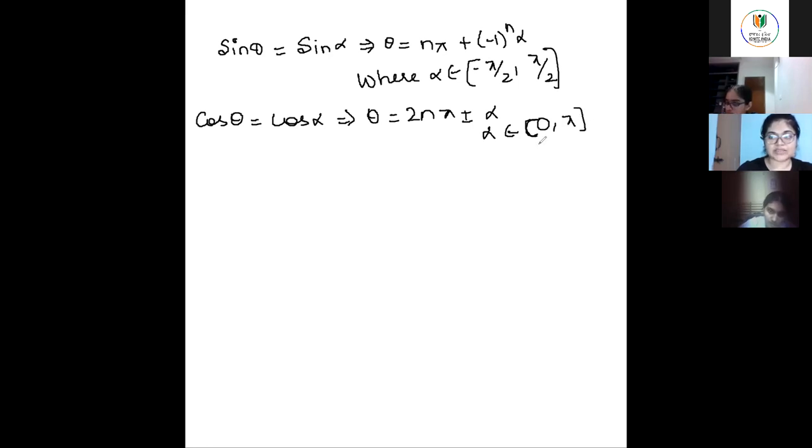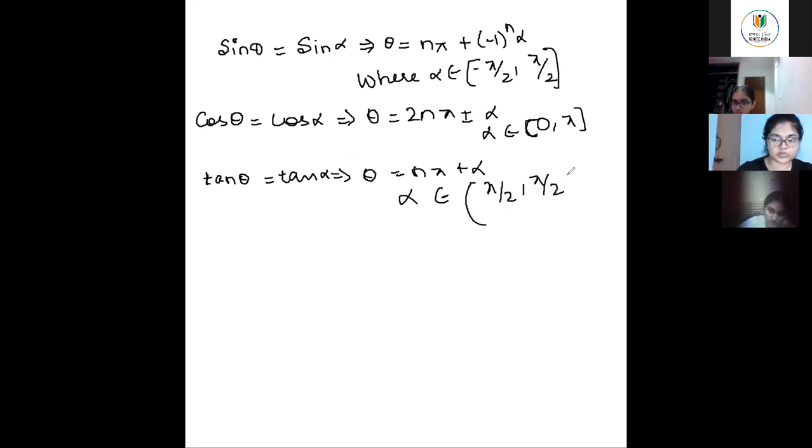Put these brackets very carefully because some brackets are closed and some brackets are open. So I'll tell you the open bracket ones. Open bracket is mainly in tan theta. So if tan theta is equal to tan alpha, then theta is equal to n pi plus alpha, and alpha has a range of minus pi by 2 to pi by 2.